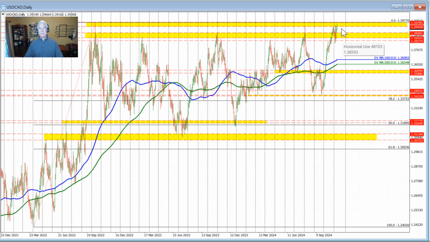From a technical perspective, we'll be watching the 45 level on the topside. Get back above that level, it's more bullish. On the downside, we'll be watching the 100 and 200 hour moving averages.